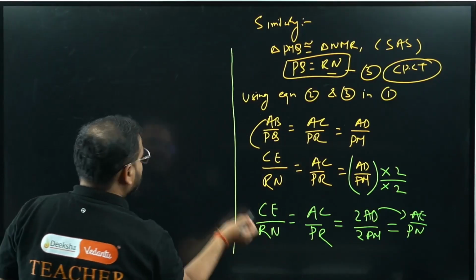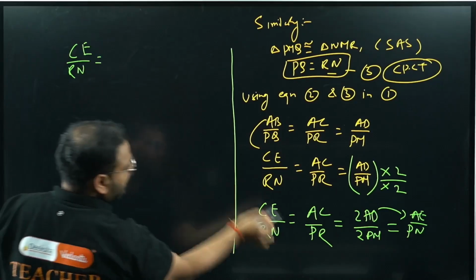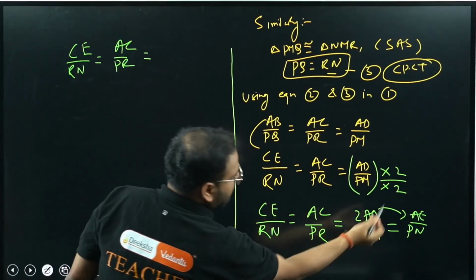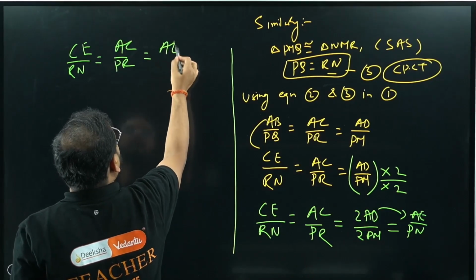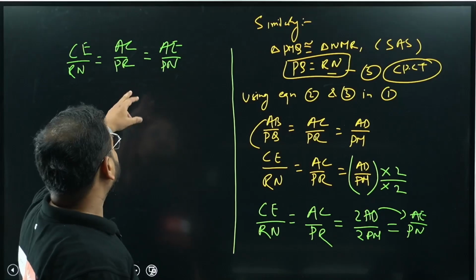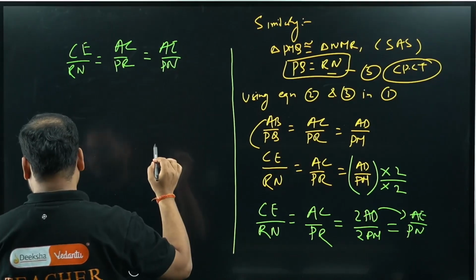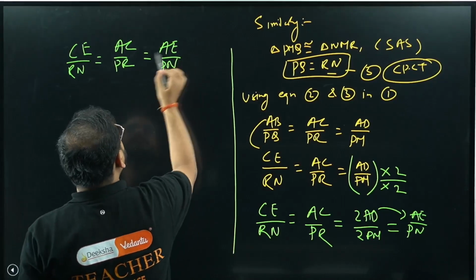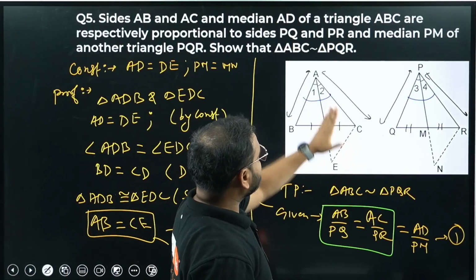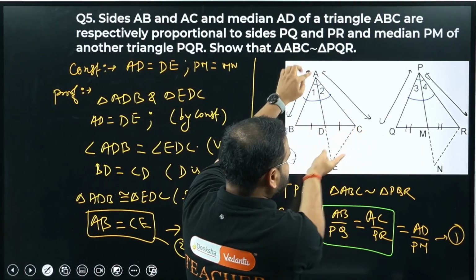Have a look. CE by RN equals AC by PR equals AE by PN. Please check. So CE, AC, AE. Simple. CE, AC and AE. I'll repeat: CE, AC and AE.